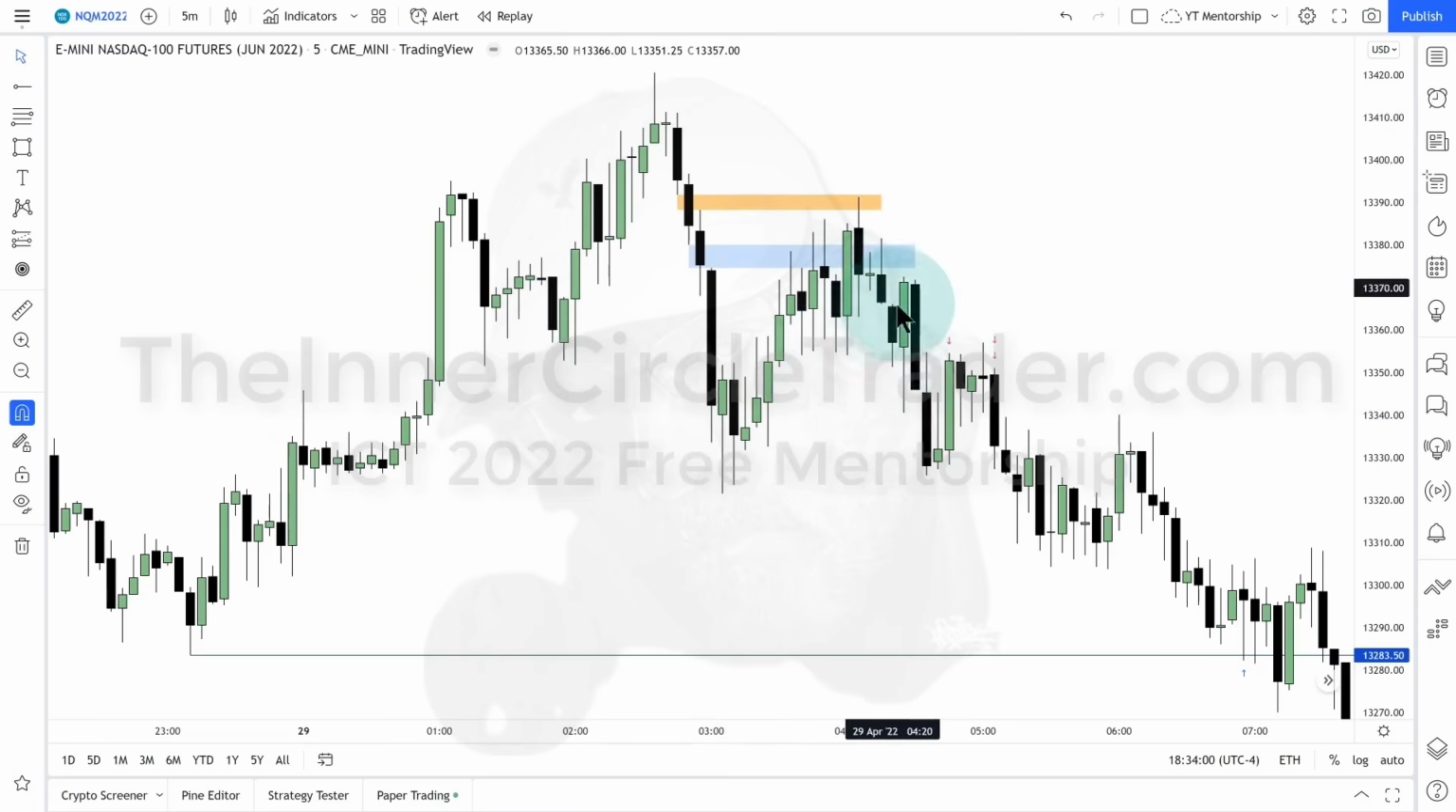The fair value gap here, the market trades up into it. The body's kind of respecting that little area. Moves a little bit above it, that's fine. But then breaks aggressively lower. Does it take out the low yet? No.